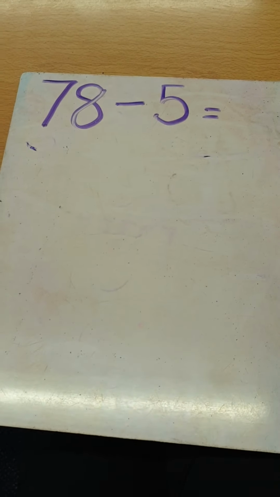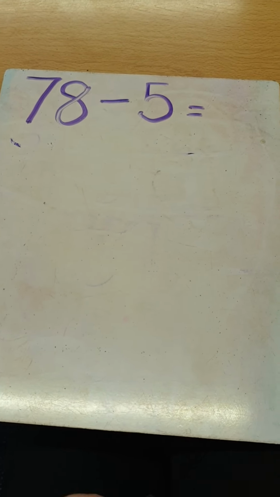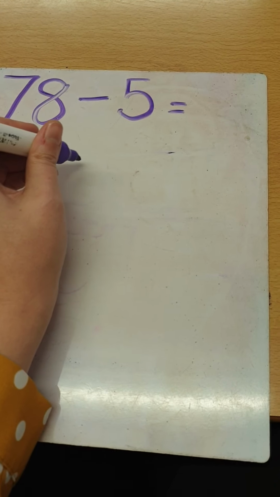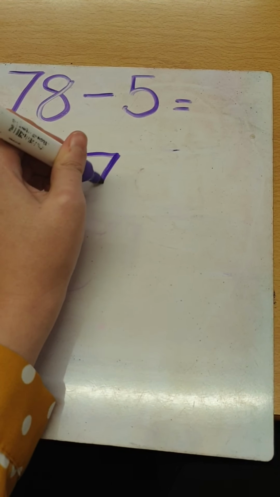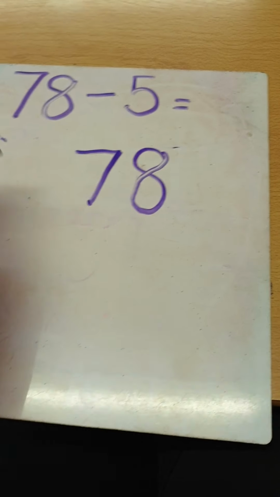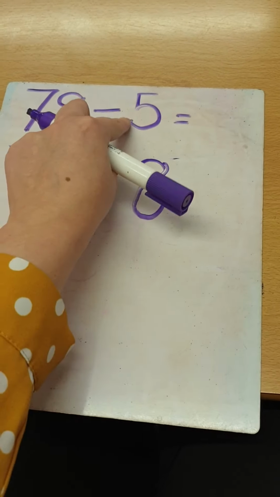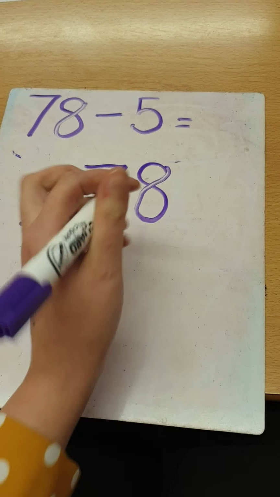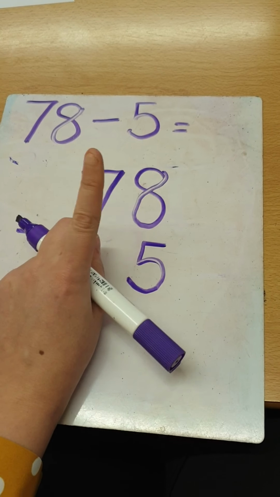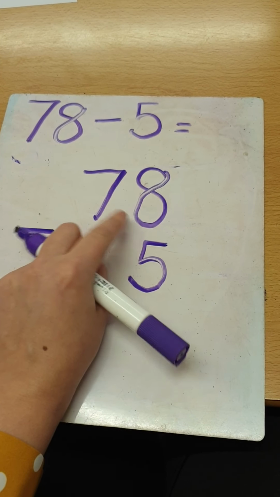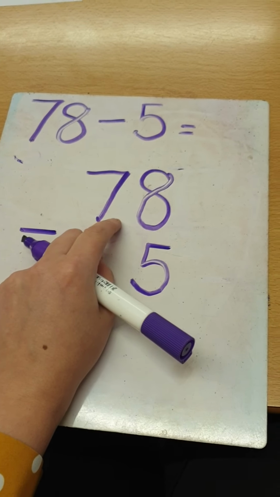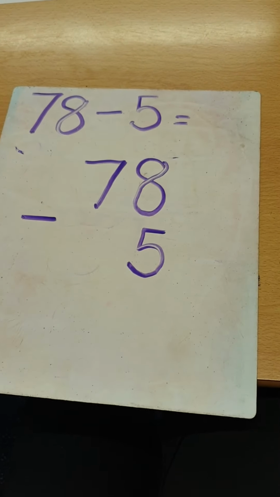So I've got 78 take away 5 equals. So I'm going to put it in my column subtraction. So I'm going to do 78. I've got 7 tens and 8 ones. Take away 5 ones. So I'm going to make sure it's under my ones column. And we know that 8's the ones number because it's the last number of the 2 numbers. And we know that 7 is the tens because it's the one that goes before the ones number.